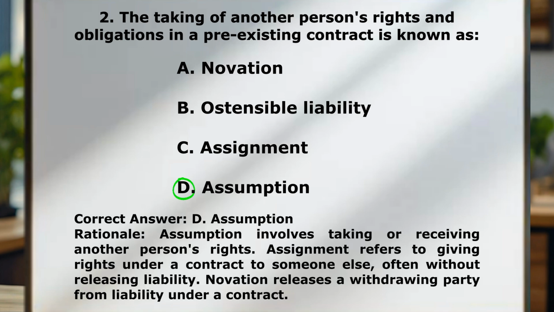Assumption. So once again, to get this question right, you're going to need to know the definitions of each of these words. That will make it super easy for you to get this answer correct. And let's walk through the explanation here. Assumption simply involves taking or receiving another person's rights. Assignment refers to giving the rights under a contract to someone else. And novation actually releases the withdrawing party from liability under a contract. If you know the definition of all 4 of these terms, this is an easy question for you.